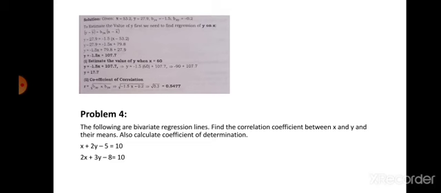Next problem: you are given regression equations. You are asked to calculate x bar and y bar, the point at which they intersect, and the correlation r. The following are bivariate regression lines.